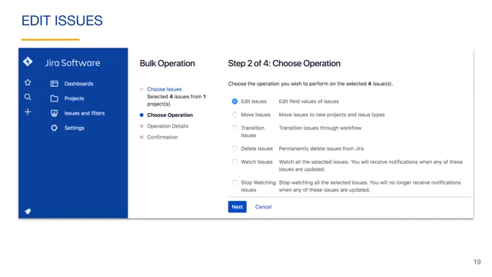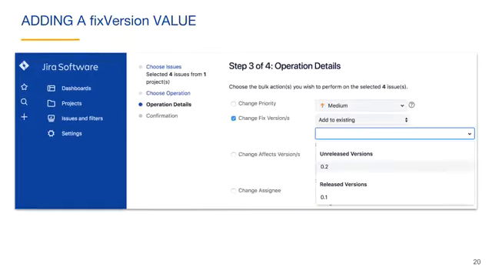After selecting the issues that you want to add to a version, you can select Edit Issues to begin the process of adding a Fix Version value to the issues. You then check the Change Fix Versions box and can add the unreleased version as a value for the field.